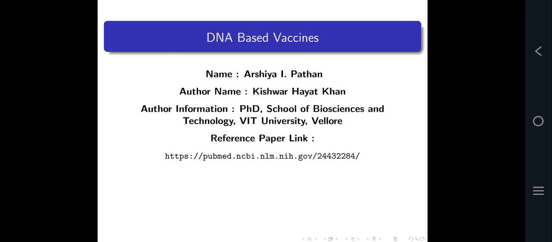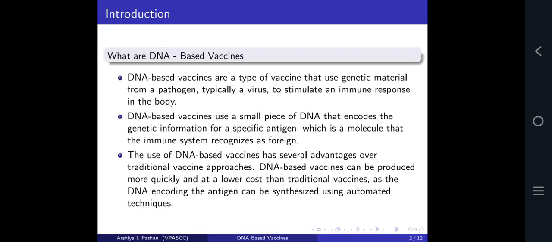Today we're going to discuss what a DNA based vaccine is, their need, their types, and its working, applications, advantages, and disadvantages. Let's get started. What is a DNA based vaccine?